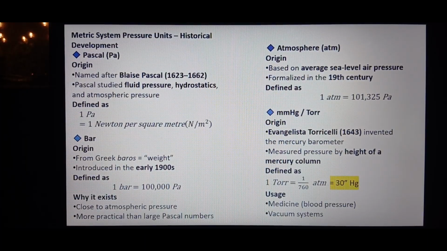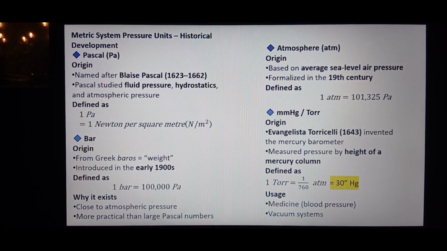The metric system pressure units, the historical development. The Pascal, Pa, the origin, where it came from, it was named after Blaise Pascal, 1623 to 1662. Pascal studied fluid pressure, hydrostatics, and atmospheric pressure. Defined as 1 Pascal is equal to 1 Newton per square meter.